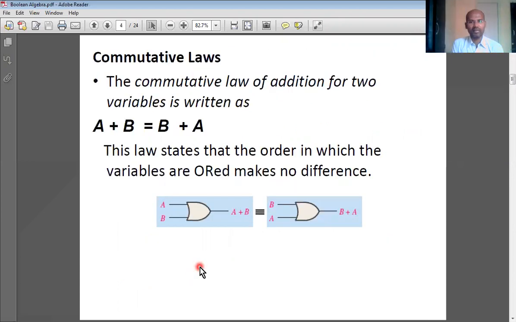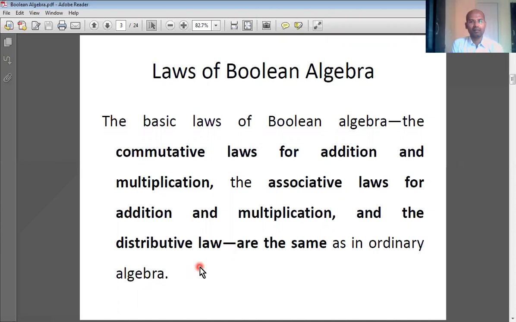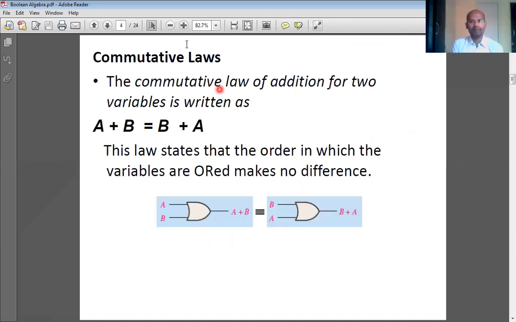First, we begin with the commutative law. The commutative law of addition for two variables is written as a plus b, where a and b are Boolean variables. Okay, a plus b. This is the commutative law for addition. A plus b is equal to b plus a.